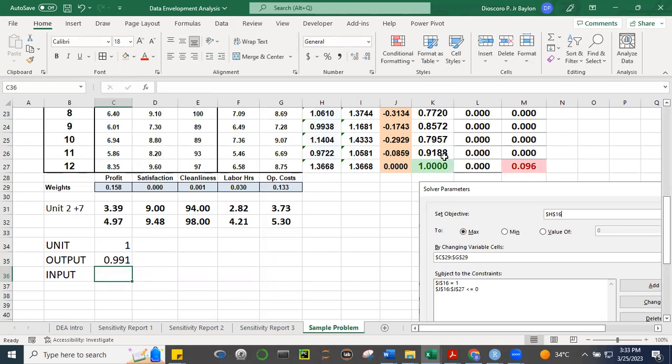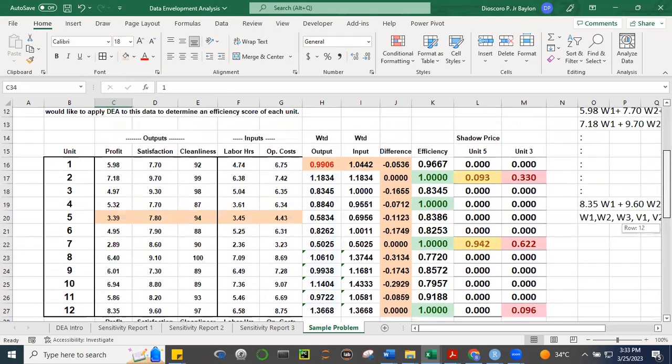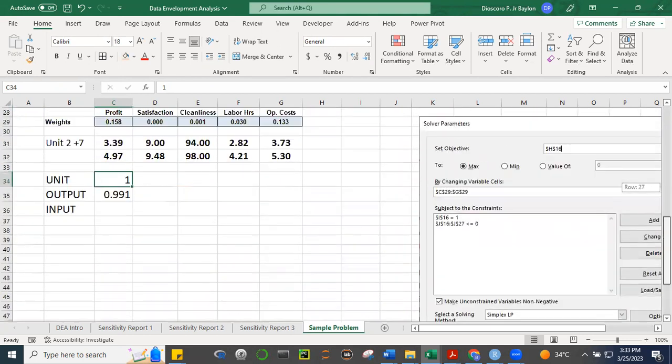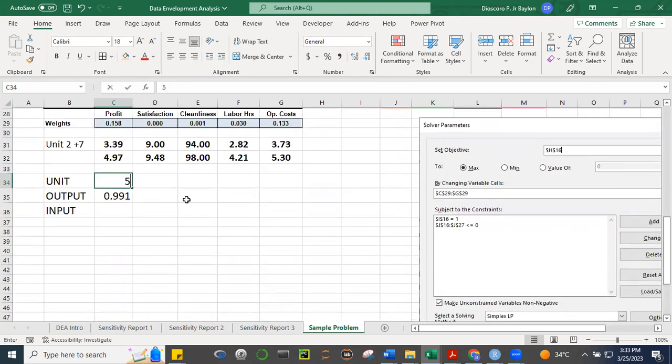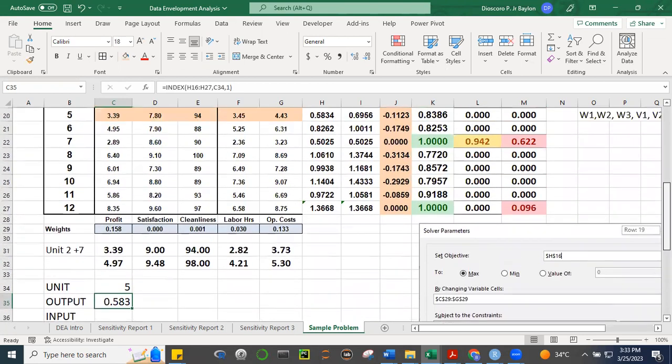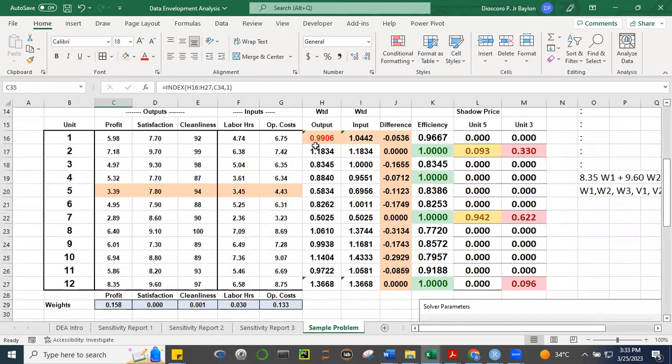Control and enter. And then I'm getting a 0.991 because currently, okay, this is 0.991. If I change this to 5, it will fetch, okay, this became 0.583. All right. So it's here, there, 0.583. 1, 2, 3, 4, 5.